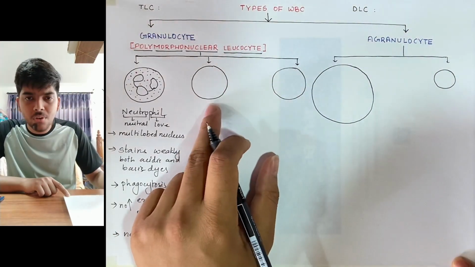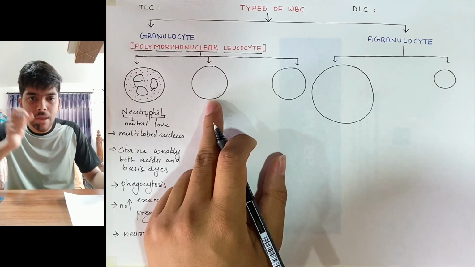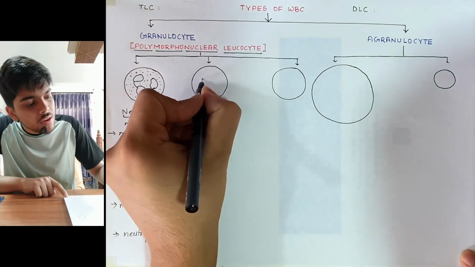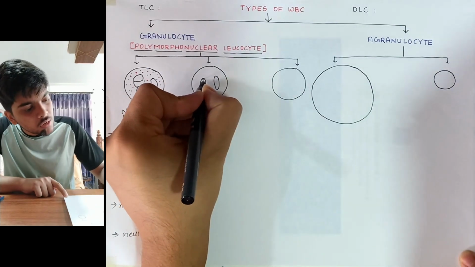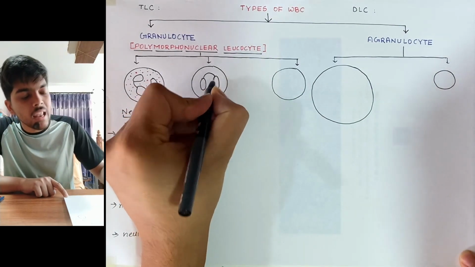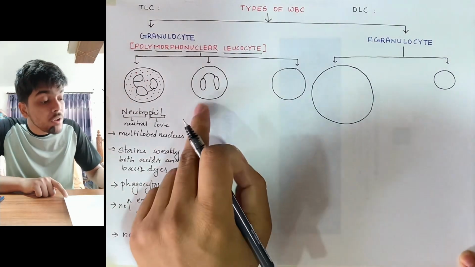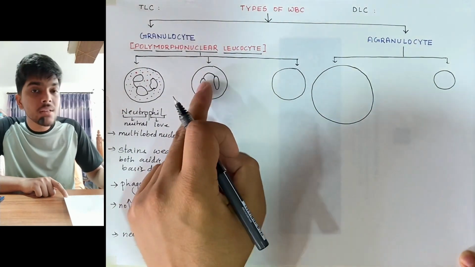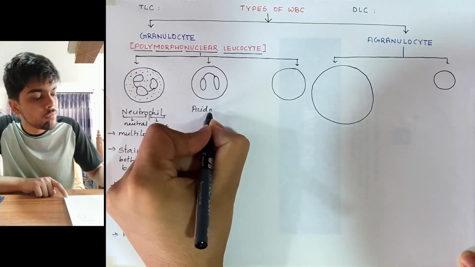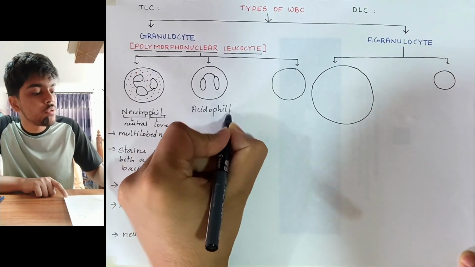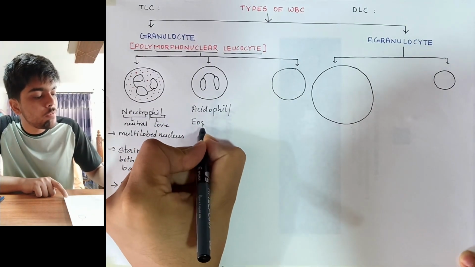Okay. Let's look at the second granulocyte. When you observe it under a microscope, you see that the nucleus has two lobes connected with the help of a handle-like structure. And this particular cell with a nucleus having two lobes is known as acidophil, or it's also known as eosinophil.